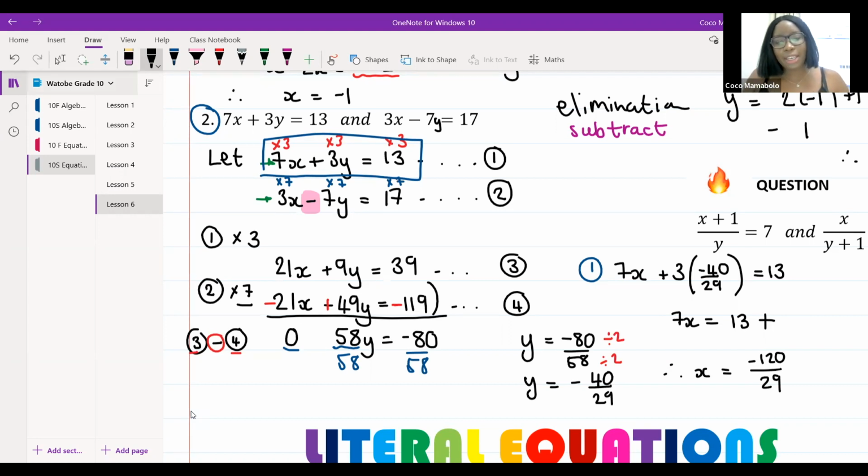Braden says, ma'am, how did 119 become negative? Because we are minusing, Braden. Basically what I did, as I said, 39 minus 119, and that's how we got -80. Okay, because I'm minusing. Does that make sense? I hope that makes sense.